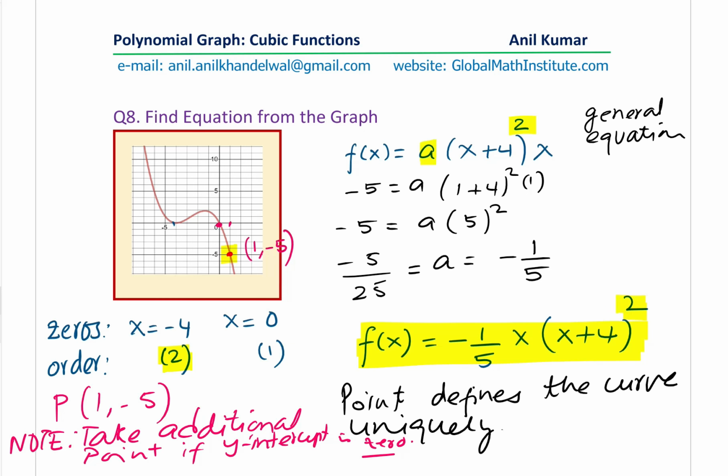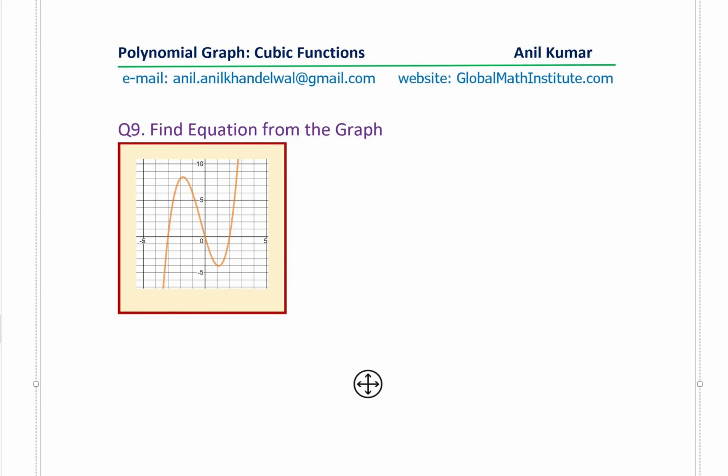Let's take the last example now. The example here is another cubic function, and we need to write the equation of this particular cubic function. I would like you to pause the video, answer this particular question, and then look into my suggestion. Now, how should we begin? We should begin by finding the x-intercepts. We know we have all linear zeros, right? So we have linear zeros.